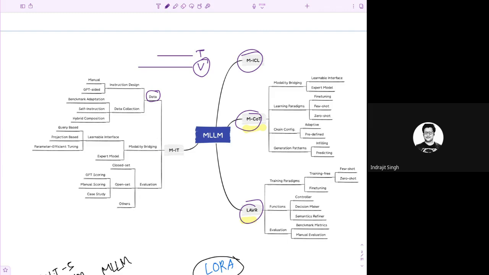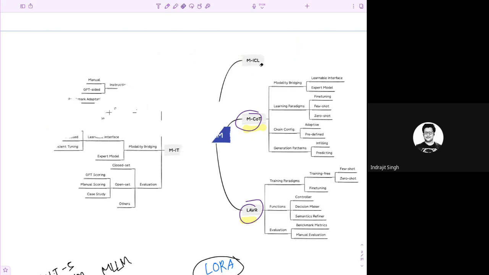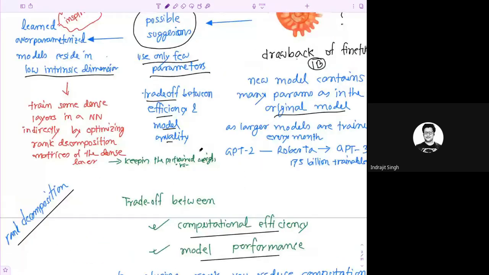And then you can see here the learnable interface that has query-based, projection-based, and parameter efficient tuning, right? PEFT. PEFT is another important concept that we'll probably talk about later. We'll come back to this paper, this part 1 discussion, because it will take time. Parameter efficient tuning is also part of the modality bridging. Okay.